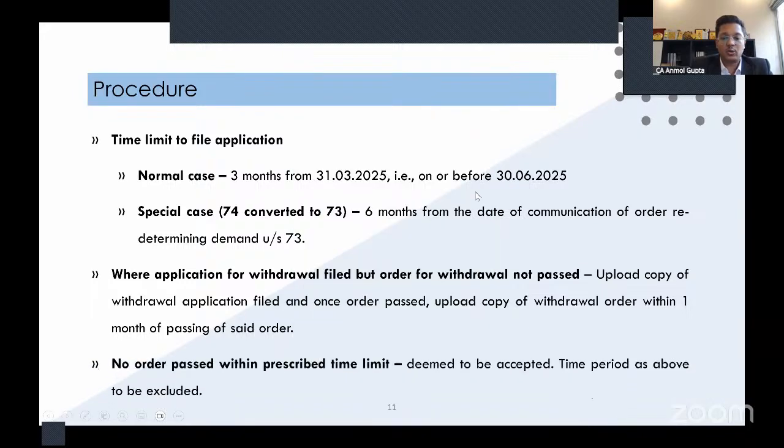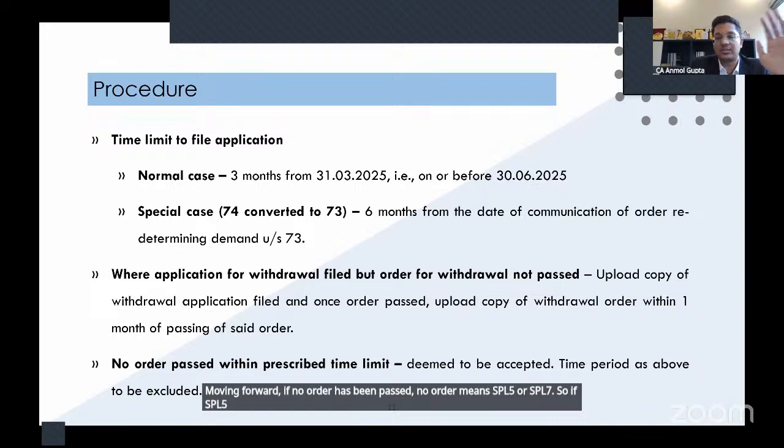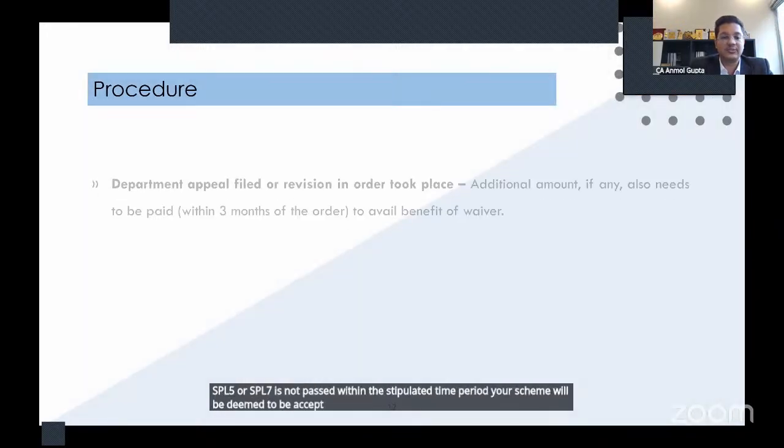Moving forward, if no order has been passed, no order means SPL 5 or SPL 7. So if SPL 5 or SPL 7 is not passed within the stipulated time period, your scheme will be deemed to be accepted and you will get the relief.